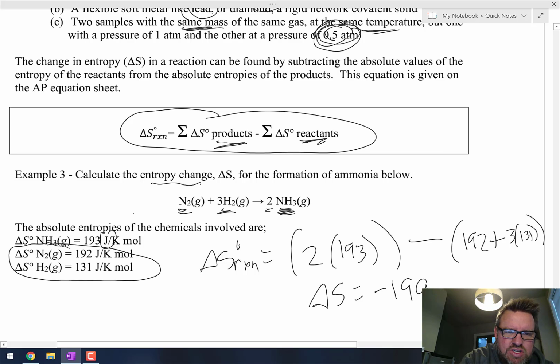And notice that is in joules. That's going to come back to haunt us here in a little bit, but not yet. Okay, we'll talk about units once we get to our next lesson.